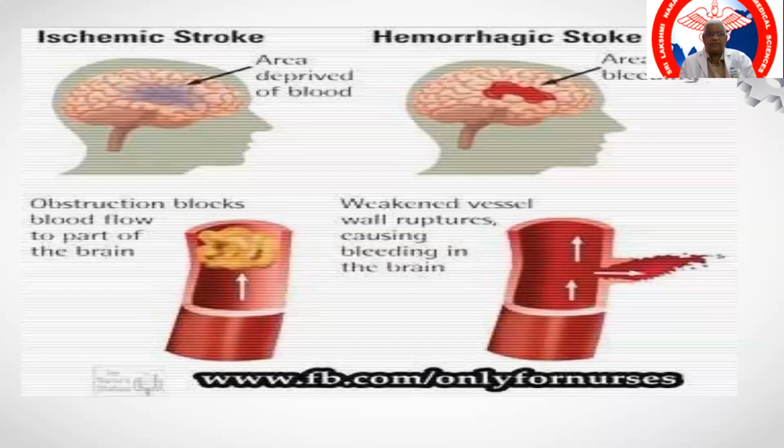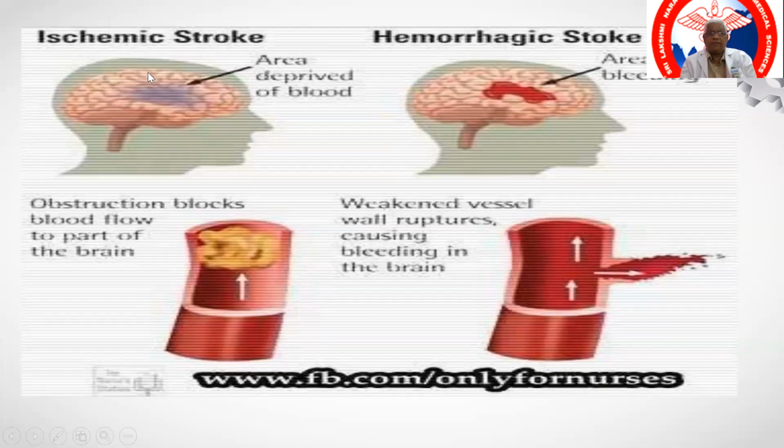Next, ischemic stroke. Here a particular area is deprived of blood supply. There is ischemia to that particular area. The obstruction blocks the blood flow to part of the brain.